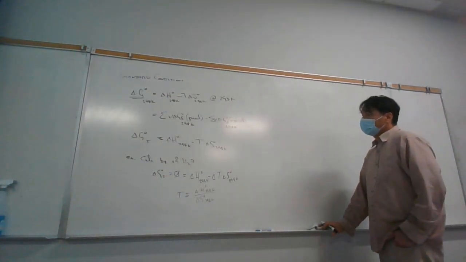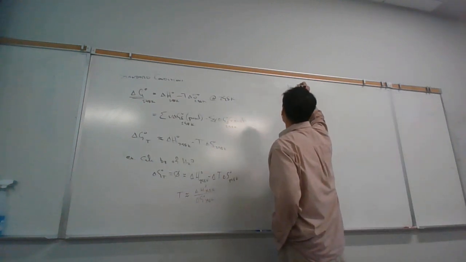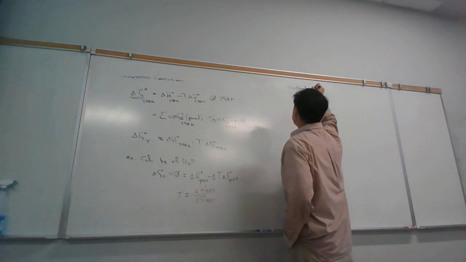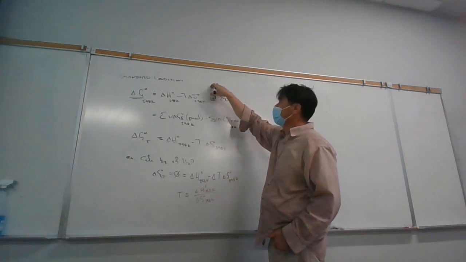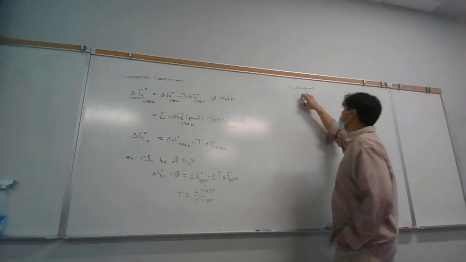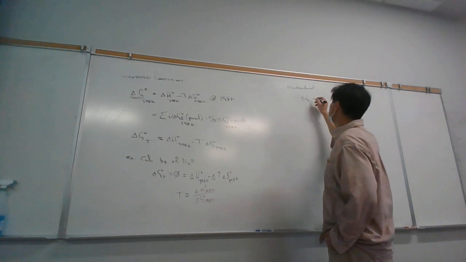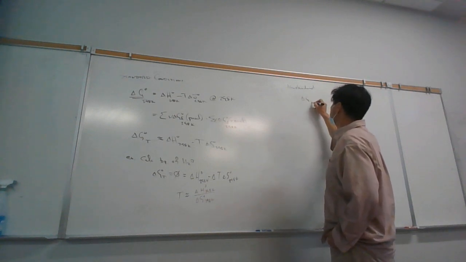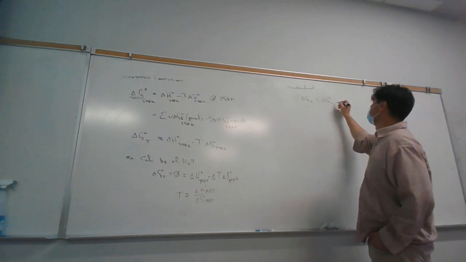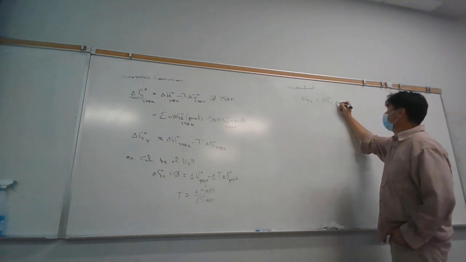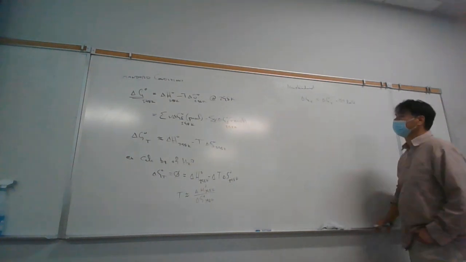Now, what if we're under non-standard conditions? Standard conditions means we have 1 bar, 1 atmosphere, and 1 molar concentration. But if we're under non-standard conditions, then we use this equation. Delta G under non-standard conditions, at temperature T, is equal to delta G naught under standard conditions at temperature T, plus RT ln of Q.